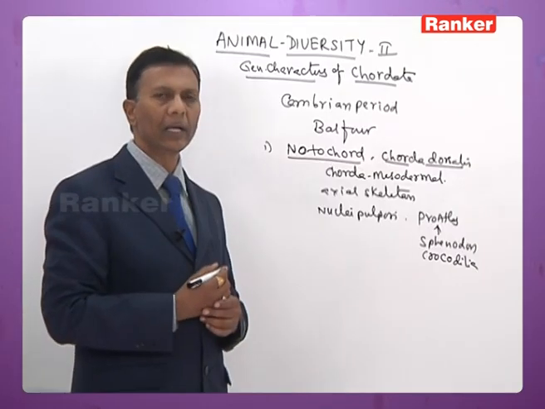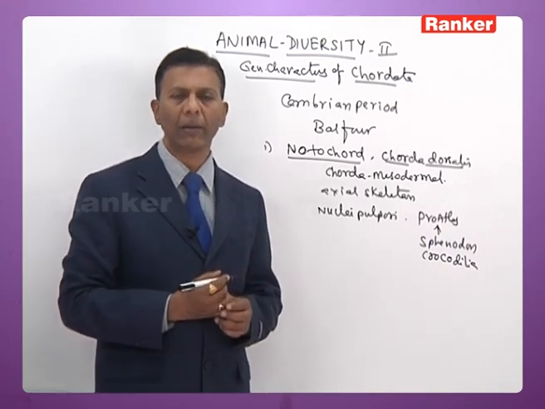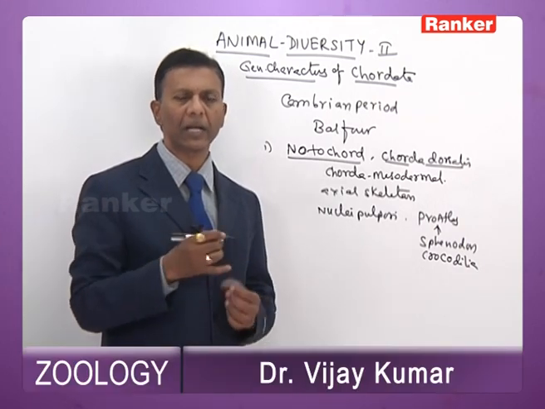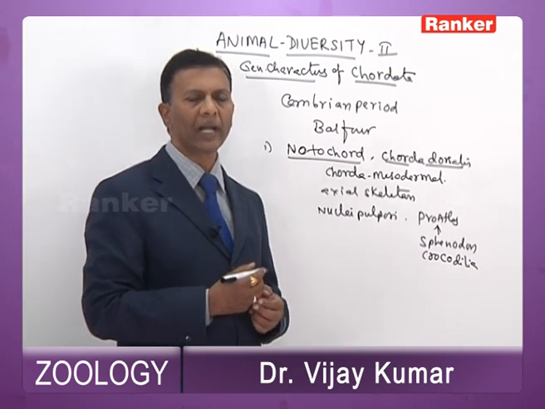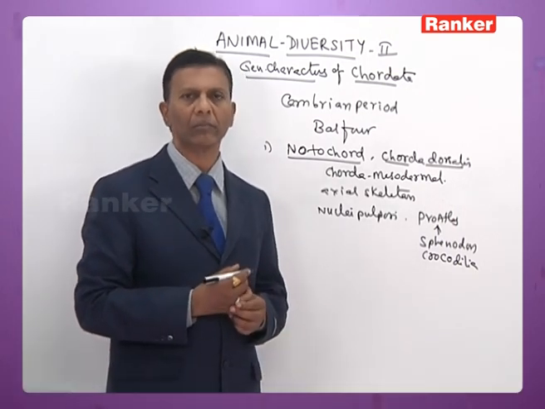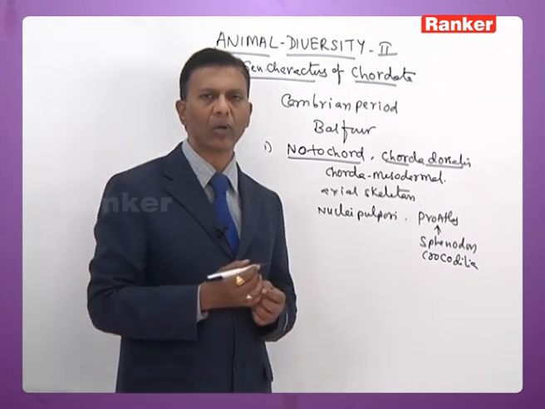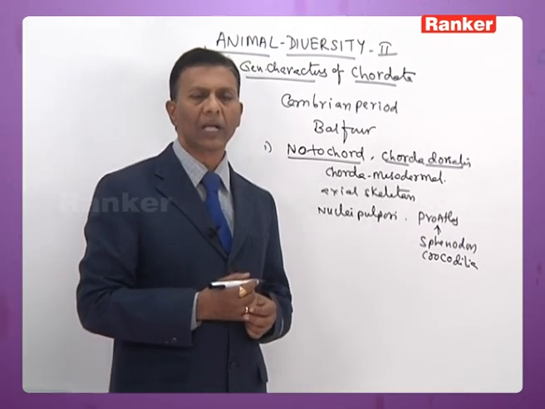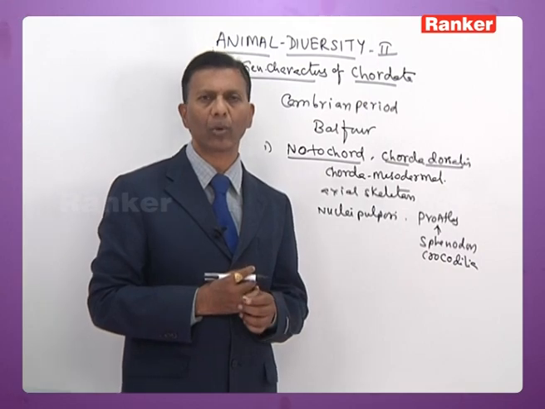The notochord lies above the alimentary canal and below the nerve cord. It is an unsegmented, solid structure that extends throughout the length of the body. Then it transforms into the vertebral column. The chordates in which the notochord has transformed into the vertebral column are called vertebrates. The chordates in which the notochord persists even in the adult stage are called protochordates.